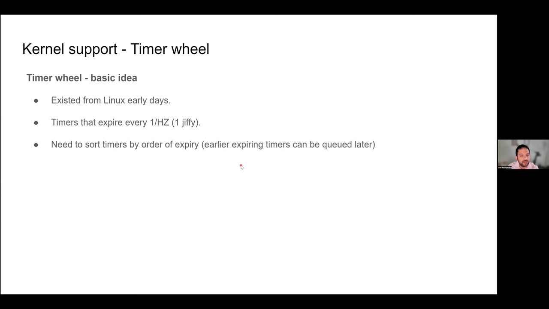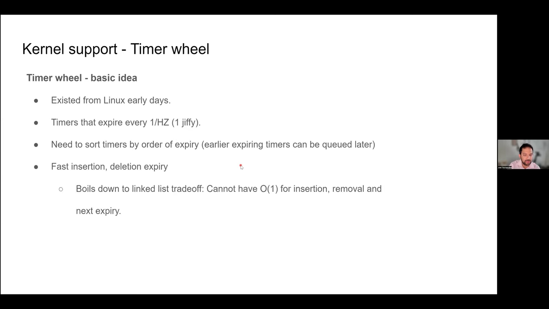Now, if you were to design your own timer subsystem, how would you do it? You basically need to have some sorted list of timers, because timers might expire at different points in time. So you have to quickly know what is the earliest timer. You don't want the later ones, you want the earlier ones first when you're expiring. Another requirement is fast insertion and deletion: adding a timer, removing a timer, expiring it should be very fast. So this is actually a data structures problem.